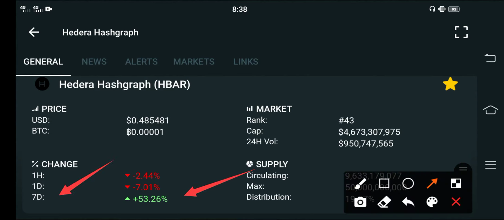absolutely still the last 1 week change is positive 53%. Oh my god, that's a high percentage, guys. 53% the price of Hedera Hashgraph is positive in the last 7 days, guys.